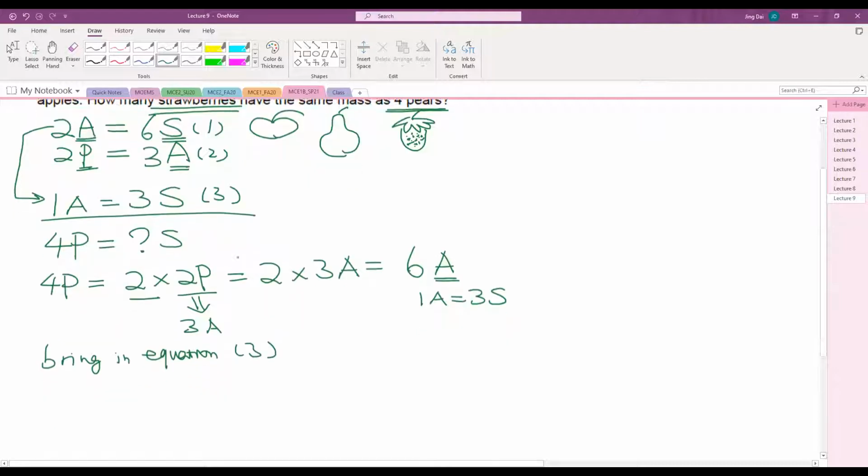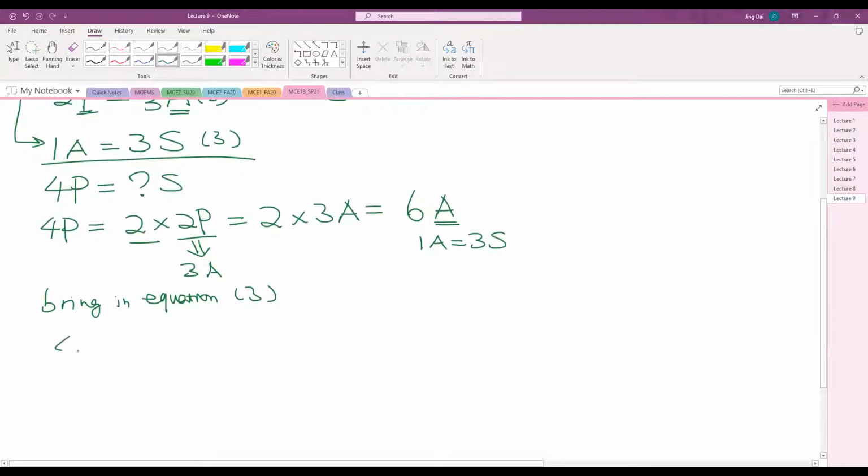Now 4 pears, let's just write the whole thing out. 4 pears is 6 apples, and each apple is 3 strawberries. 6 apples would be equal to how many? 18 strawberries. Yeah.